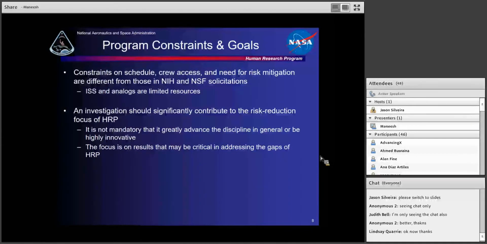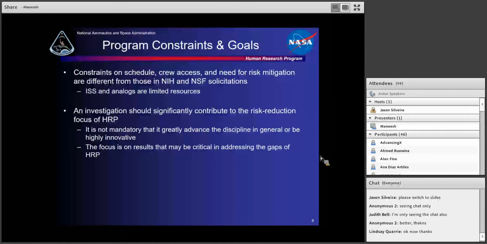As you can imagine, because of the environment of spaceflight, we have constraints on schedule, crew access, and the need for risk mitigations are different from NIH and NSF. Our analogs and the space station are limited resources. We have a very low N. The number of crew members we have available to us are few. And then we don't have all that many opportunities for full team or full crew research. So we need to make very good use of low N.